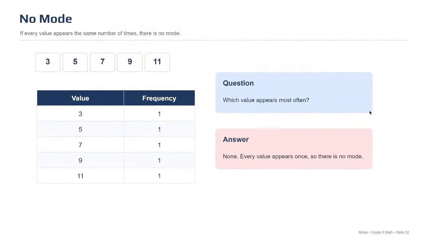No mode: every value appears the same number of times. There's no mode. See, all the frequencies are 1. So the question, which value appears most often? None, because every value appears once. So it's okay to have no mode. That's not a wrong answer.